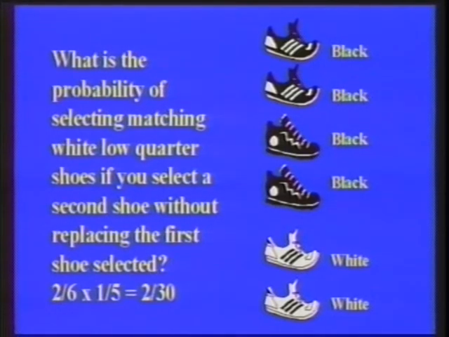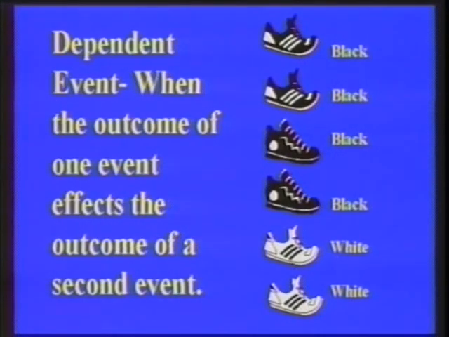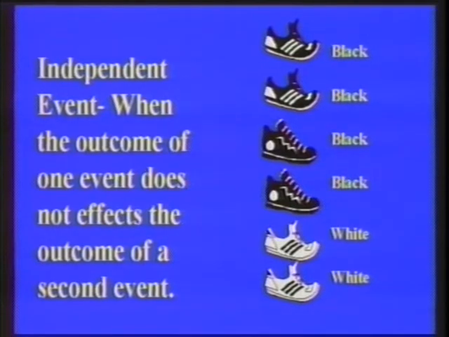That probability is 2 out of 30, resulting from 2 out of 6 times 1/5. Within this type of situation, we have what's called dependent and independent events. In our situation, our dependent event results when the outcome of one event affects the outcome of the second event, such as putting the shoes back in the box. Then we have what's called independent events, when the outcome of one event does not affect the outcome of the second event, when we simply choose tennis shoes from the box.